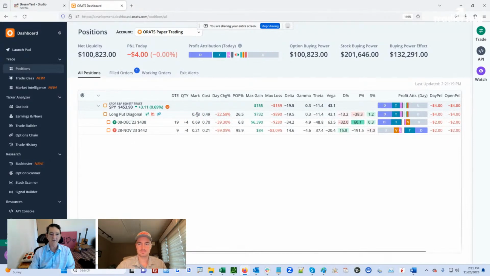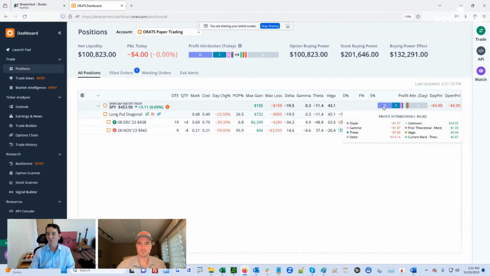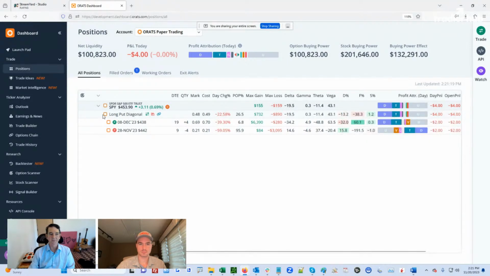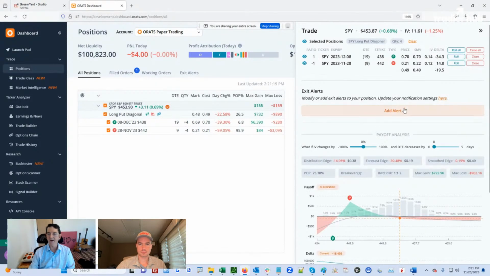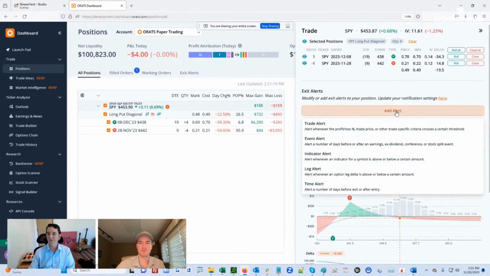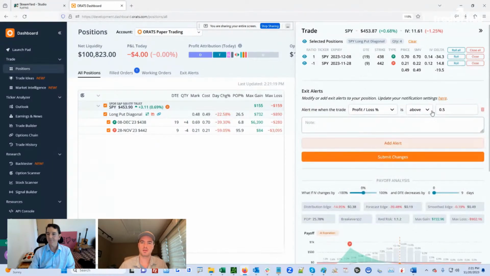Again, now I have my long put diagonal, and we're saying a lot of things about it. Here are our edges. These are kind of interesting. This is what it was yesterday versus today and why it's changed. And then what I like to do now is add alerts on it, like a profit target or a stop loss. I want to know if we're profitable. I'm going to say about 75%. If this goes up, that's going to be good. And I'll say we did this on the Tradier hub.